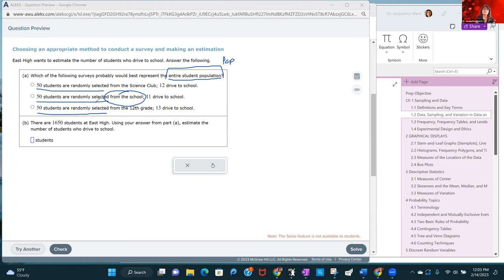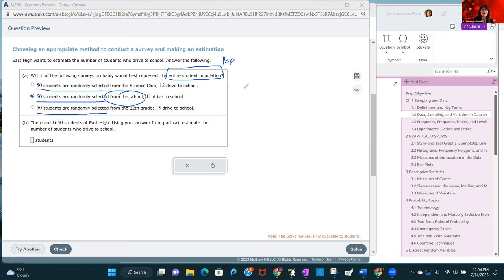I don't know what you could say about the science club, but sometimes we tend to be nerds and maybe we're more focused on science than we are on getting our driver's license in high school or something like that. I'll tell you what though, the first day I was eligible, I was at the DMV getting my driver's license. But so I'm gonna say that.